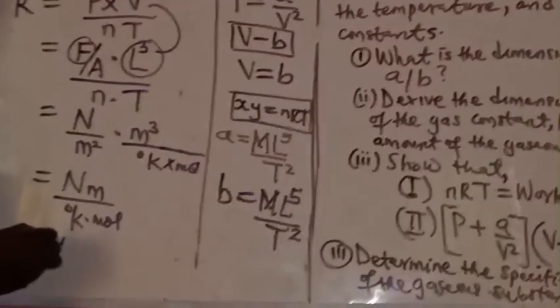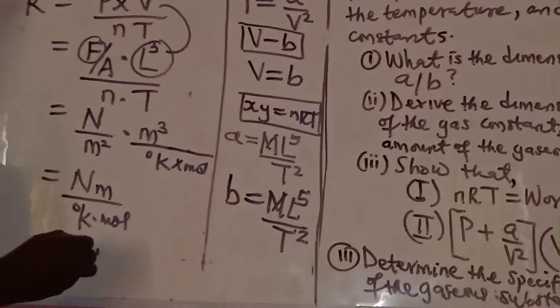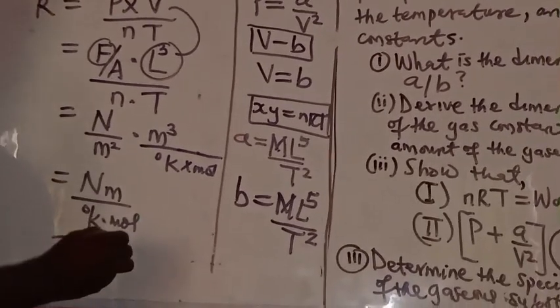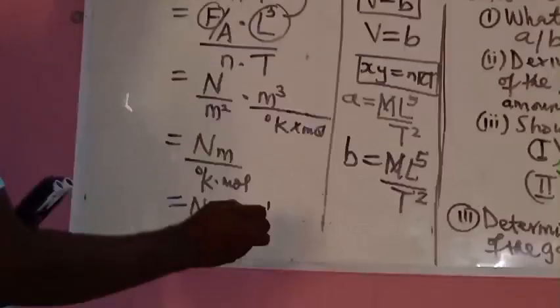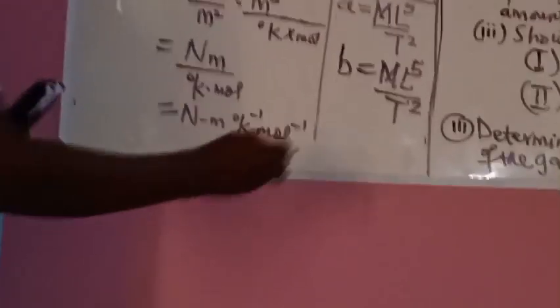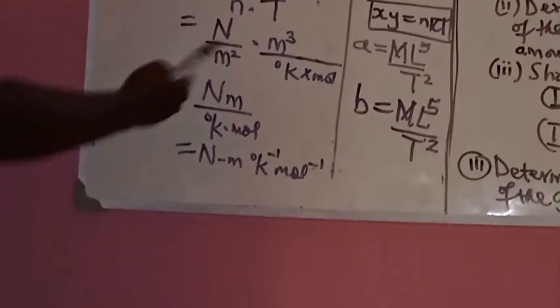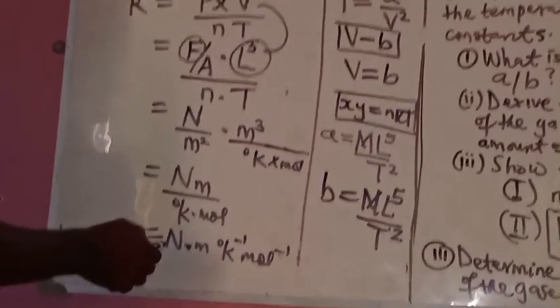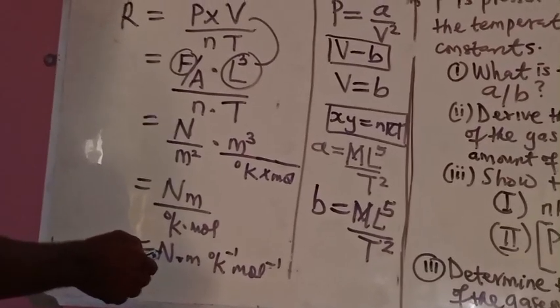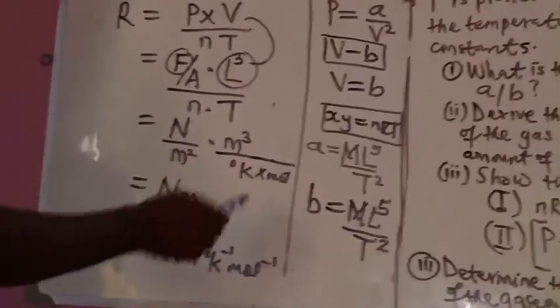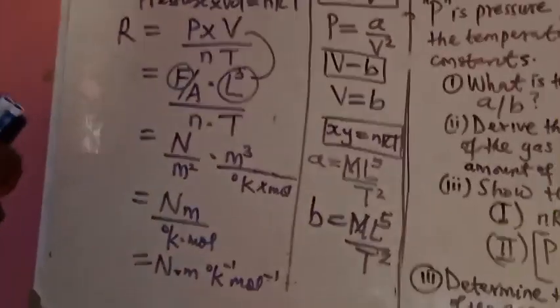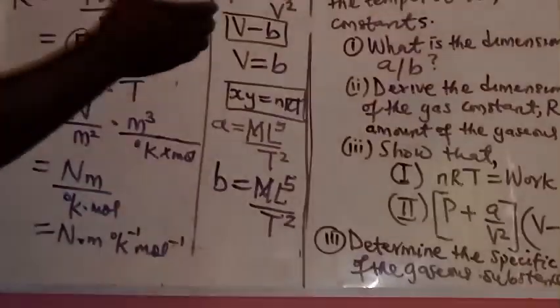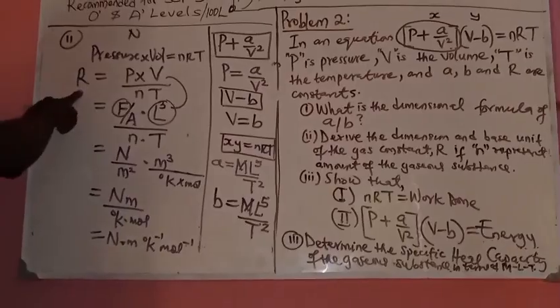Which can be written as Newton meter. Now I take this up, that will be per Kelvin, then per mole. Do you understand that? So that is the unit. If you like, don't forget that this one can be further broken down to base units. Newton is mass times acceleration, so you can decide to do that. But let's just leave it the way it is now. So that is the SI unit for this gas constant R. Can you see that?